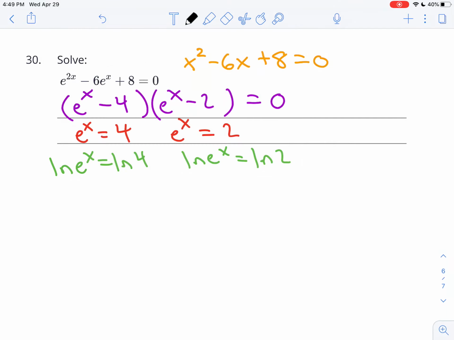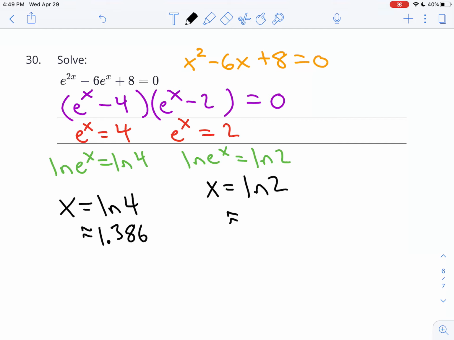So it is possible that you could stop and say x equals natural log 4. But if you prefer the decimal approximation, that's great. And you could also say x equals natural log 2. That's the exact answer. And then the decimal approximation is 0.693.